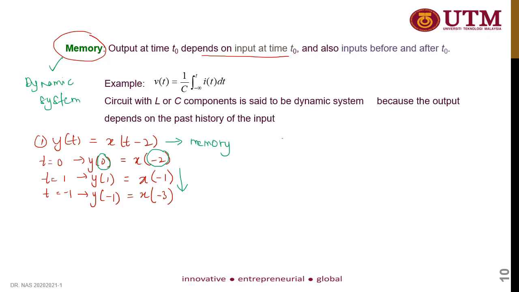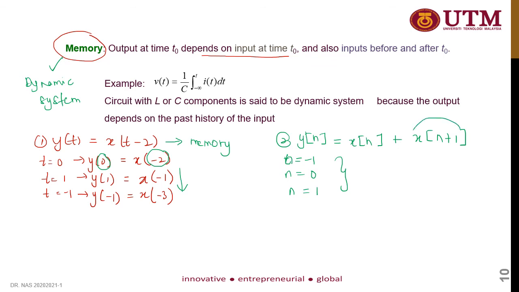Okay, the second example on memory system is y(n) equals x(n) plus x(n plus 1). Again, you need to compare when n equals minus 1, n equals 0, and n equals 1. From here, you should notice that the system depends on the future values. Therefore, this system is a dynamic system or a memory system.